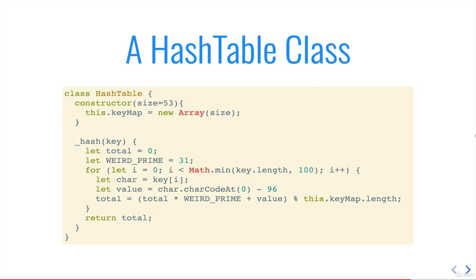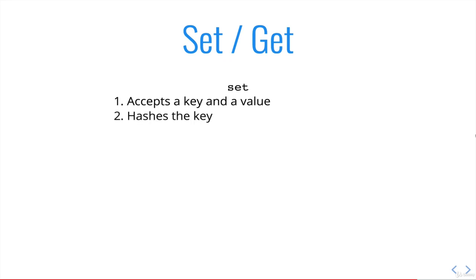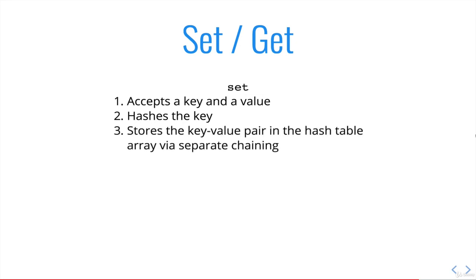Okay, so here's where we're going to start. Our first two methods are set and get. So set accepts a key and a value, like pink, which corresponds to the value, whatever that hexadecimal code was, 00FF something something. A key and a value. And what we're going to need to do is hash the key. That's the first thing. Figure out where to store it. And then the second part, we're doing this with separate chaining.